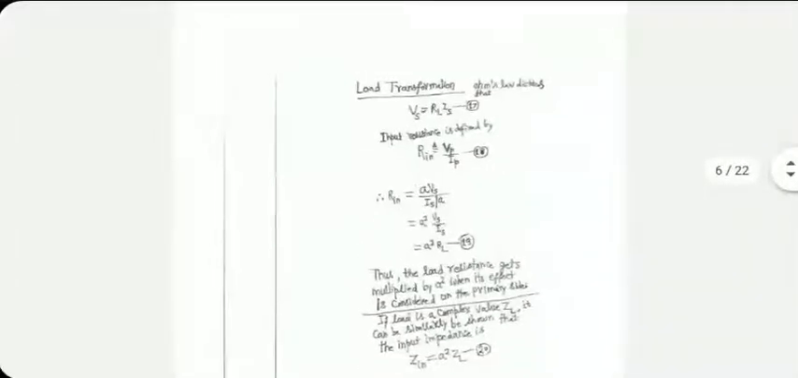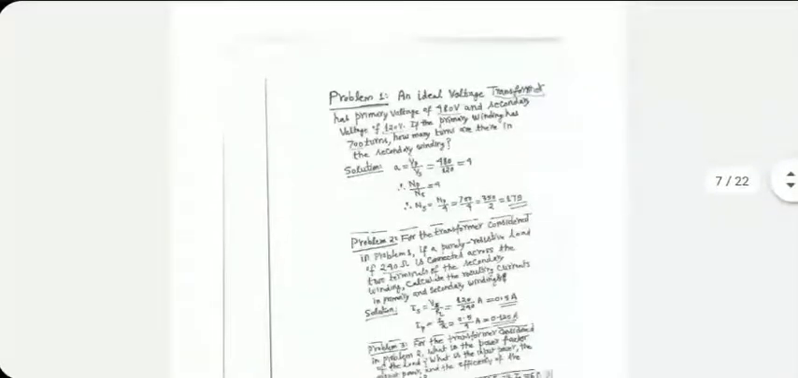Then I also showed you that a load resistance RL connected across the secondary gets transformed on the primary side after being multiplied by the square of the turns ratio. This concept can be generalized even for complex impedances. You replace RL by ZL. Then we solved some problems. We have done this in the previous lecture. I'm not going to spend too much time.